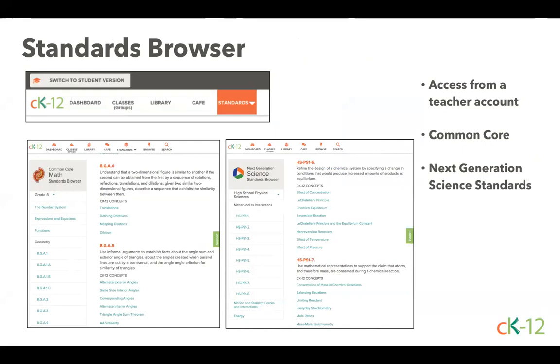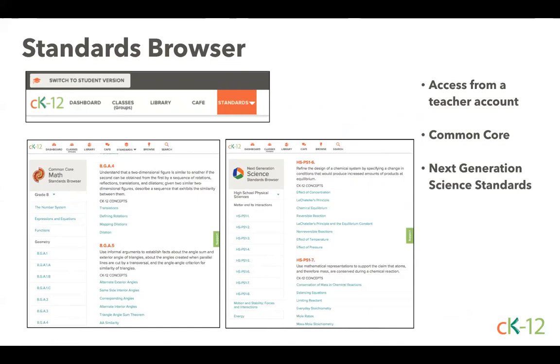Finally, in this section, we have our standards browser. If you're signed in as a teacher, you can go to the menu bar and you're going to see a drop-down menu of standards, and you have access to both the Common Core math standards and the Next Generation Science Standards. This is a great way. Let's say I teach math in eighth grade and I know I need to cover 8.G.3, which is something that we as eighth grade math teachers would do. You can come here and see exactly the content that is offered for that standard on CK-12. It's a direct link to the concept page.